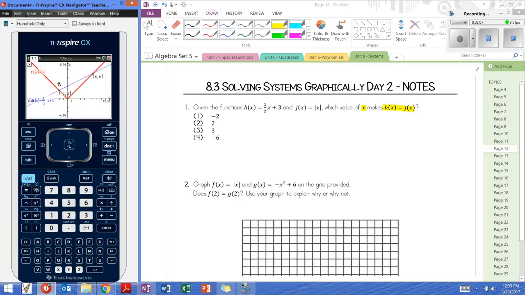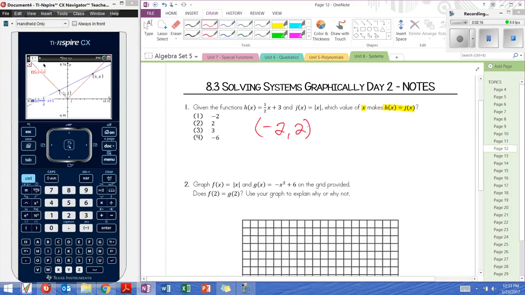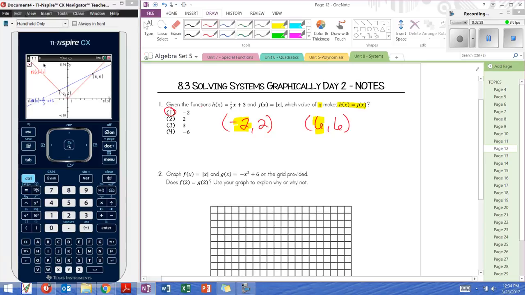Click both of them to identify the 2 intersection points, and on our papers we want to show this work of -2, 2, and also 6, 6. Now you can see in the answer choices we don't have points. Well, that's because it says what value of x. So this is my x value for both of the points. So if I see either a -2 or a 6, I have the right answer, and number 1 is correct.